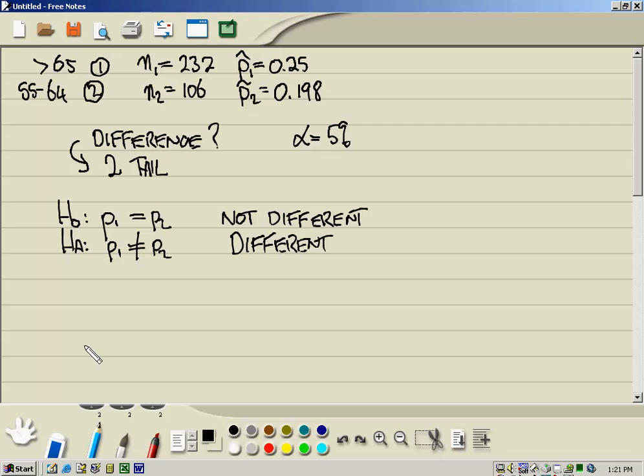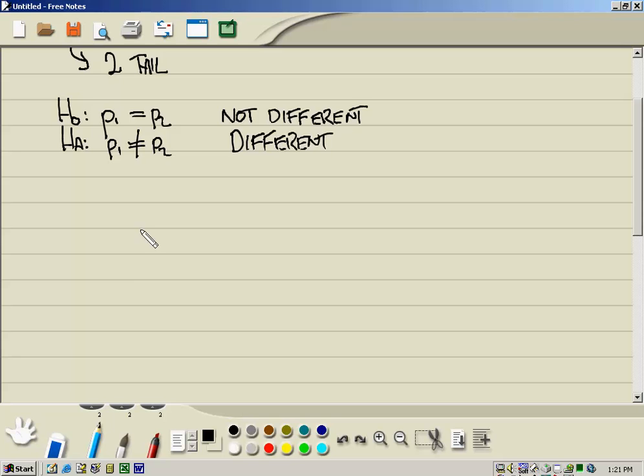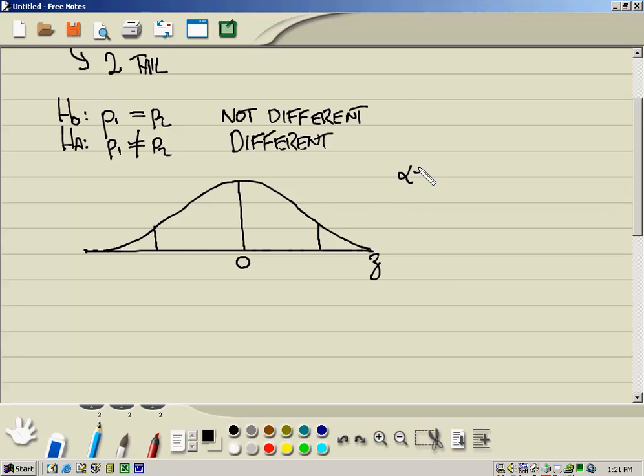Okay, so now we need to draw our normal distribution. Remember, this is a proportions problem, and all our proportions problems will be large and using the Z. So we have our Z distribution, middle is 0, and this is a two-tail test with a total alpha of 5%, and so in each tail we have half of the 5% or 2.5%.